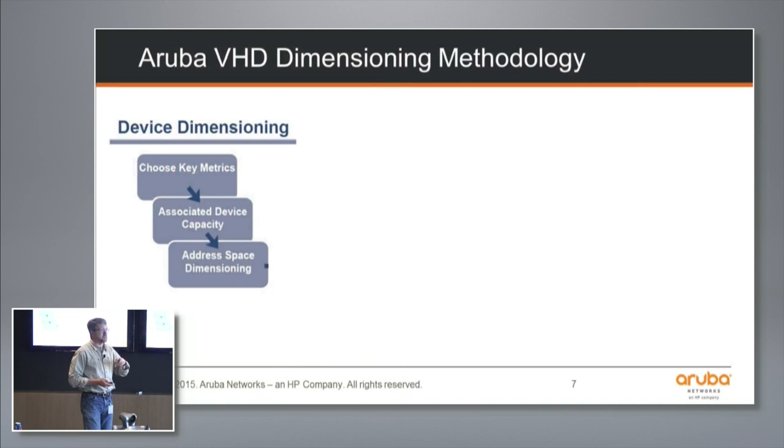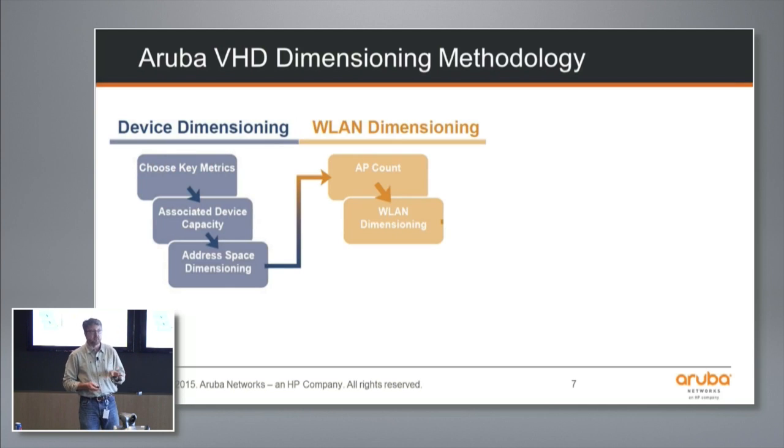Want to walk you through basically the dimensioning process that we recommend for these systems. And the process that's laid out in the VRD basically has 9 steps. We start with the devices, and then we go to the WLAN infrastructure.